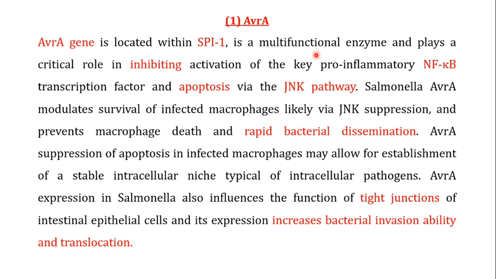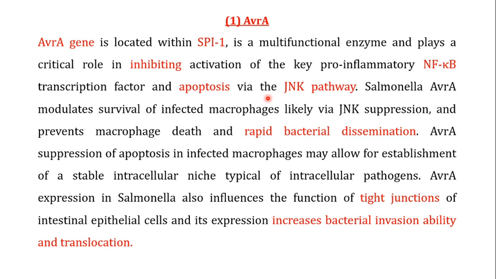multifunctional enzyme, and it plays a critical role in inhibiting activation of the key pro-inflammatory NF-κB transcription factor. Now this NF-κB transcription factor is very important in generating an inflammatory response, and if AvrA is inhibiting this NF-κB transcription factor from its activity, it means that the pro-inflammatory response will be reduced or inhibited. AvrA also stops the process of apoptosis via the JNK pathway. This JNK pathway is actually the Janus kinase pathway.